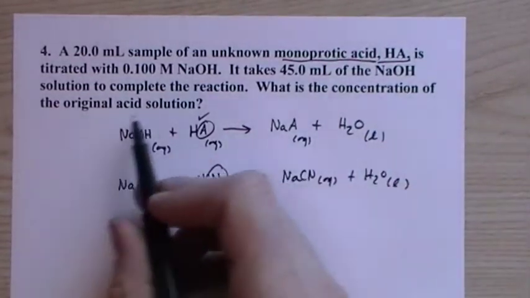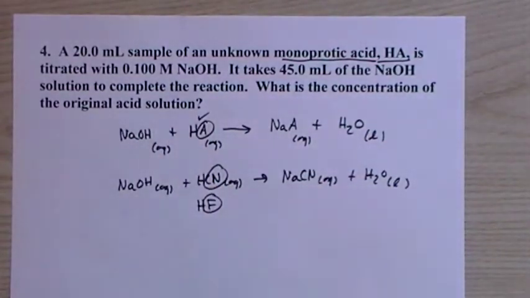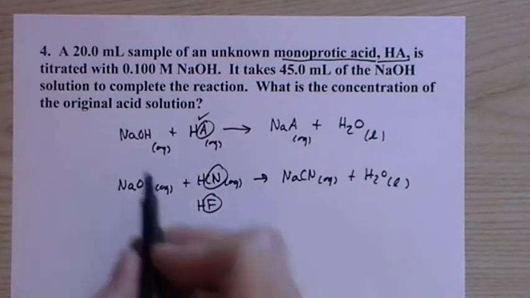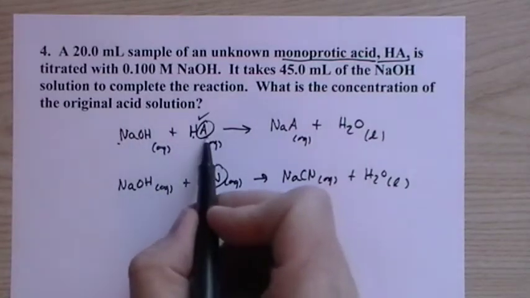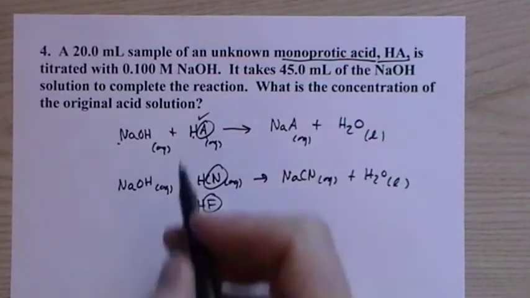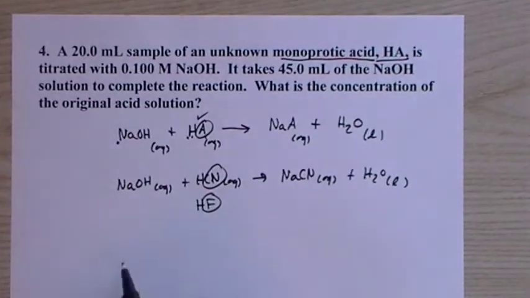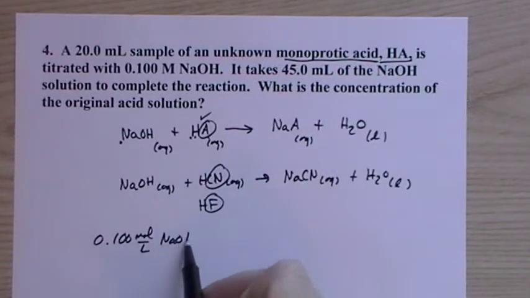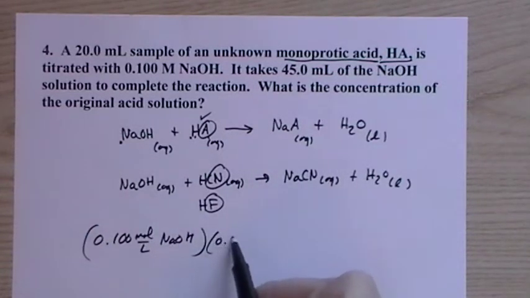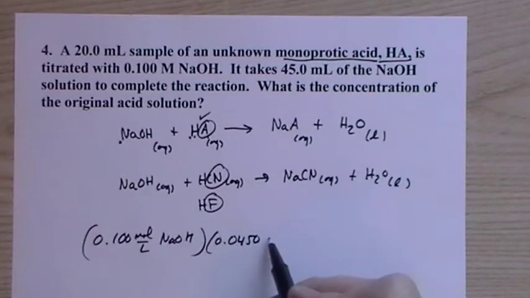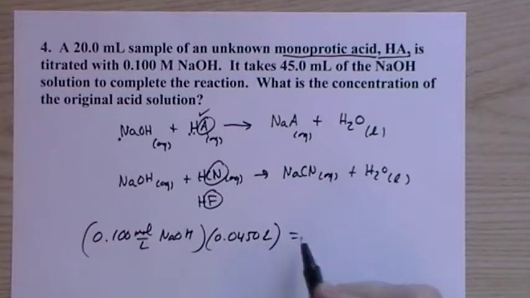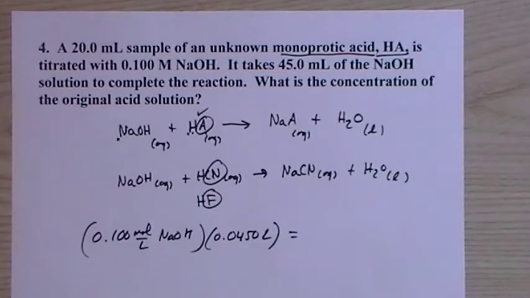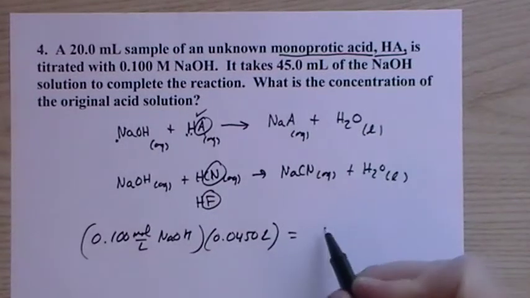Now it says, what is the concentration of the original acid solution? Sometimes we don't know what the acid is, we just know that there's something in solution, but we can still find the concentration because we deal with moles. We don't know what the acid is, so we can't convert to grams, because we don't know its molar mass, but we certainly know how many moles we have, because we take 0.1 molar of the sodium hydroxide and multiply by the volume that we used during the reaction. It says 45 mL, or 0.045 liters. That should move the decimal place over just one.